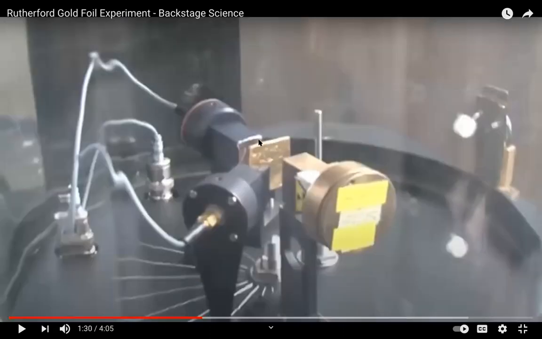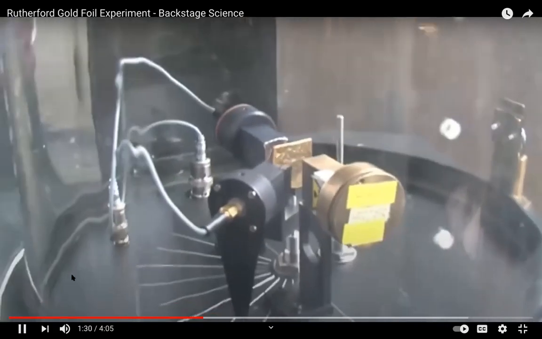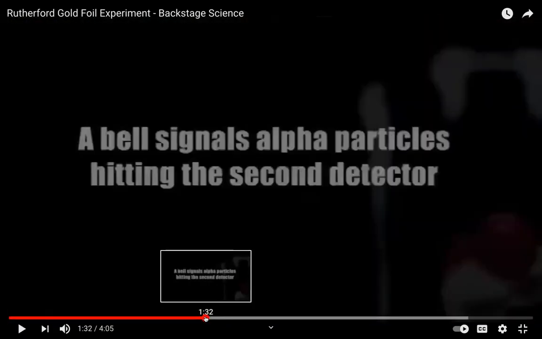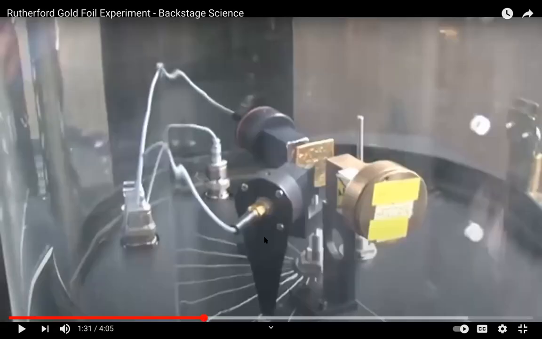So he's shooting these particles, which should go through the gold foil. On the other side is a detector. He's got a second detector here that he's going to swing around just to see if any of the particles bounced off the gold foil. So that's why it's got two detectors. One to check for them going straight through, and another one to see if any of them are being bounced off. The fancy word for bouncing off is scattering.